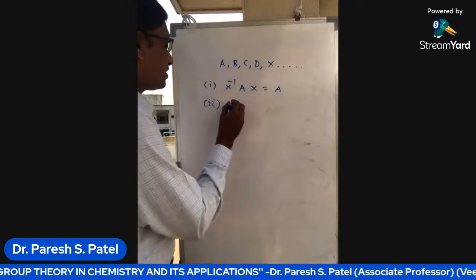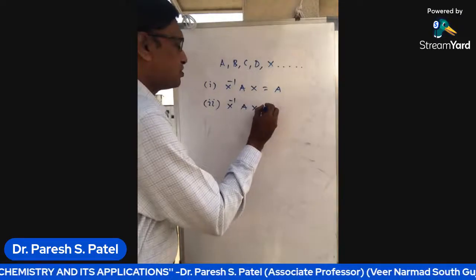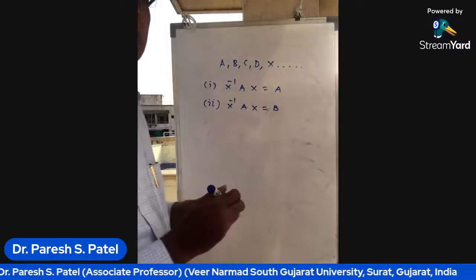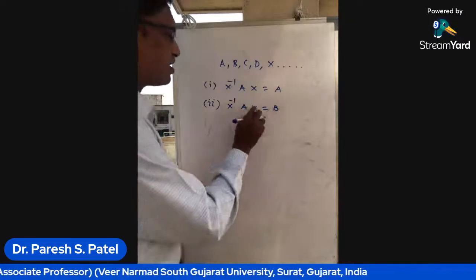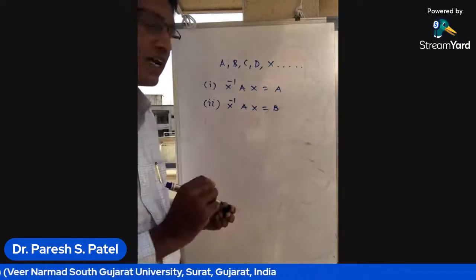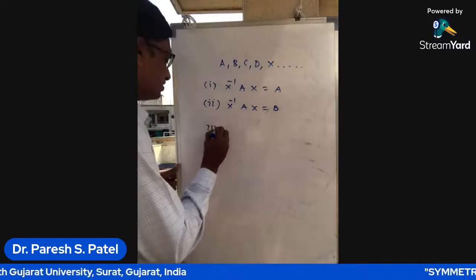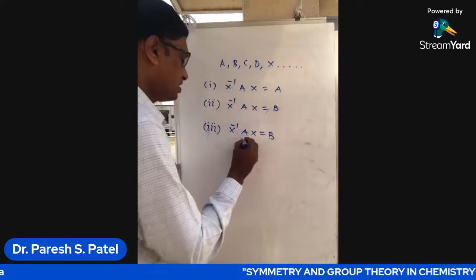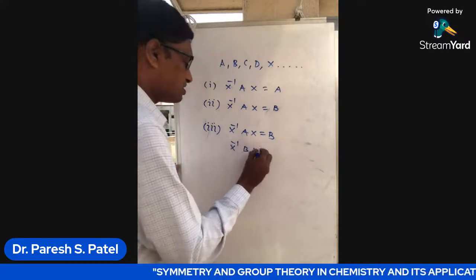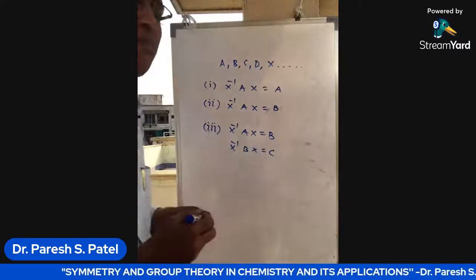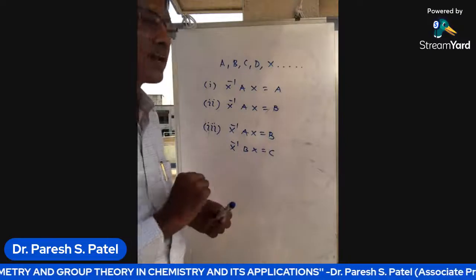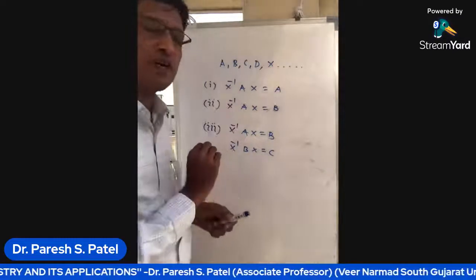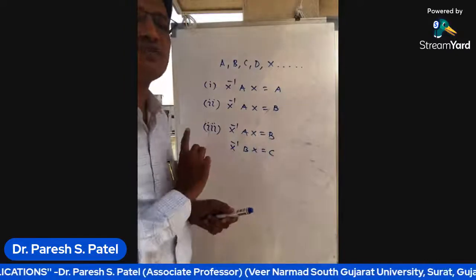Second conjugate property: X inverse A X is equal to B. So B is the similarity transformation of A by symmetry operation X. So A and B are conjugate to each other to form a combined class. And third one: X inverse A X is equal to B, X inverse B X is equal to C. It means A, B, C are conjugate to one another to form a combined class. So we have to find out which one is the appropriate conjugate property for our representation.